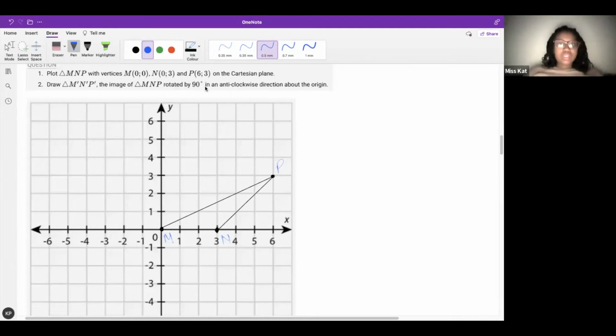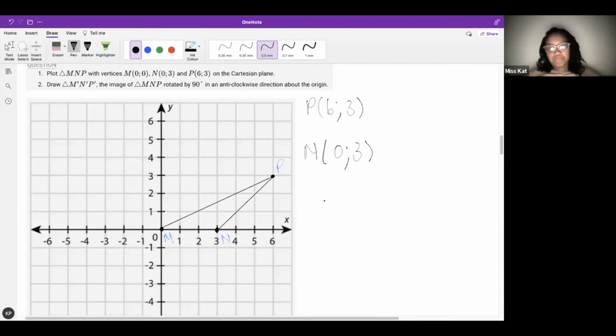Nice. Now it says, rotate this triangle 90 degrees in the anti-clockwise direction. So first thing is, write the coordinates. P is 6, 3. N is 0, 3. And what is the other one? M. M is 0, 0. So I need you guys to remind me what my rule is. Guys, what's my rule for rotating 90 degrees in the anti-clockwise direction?